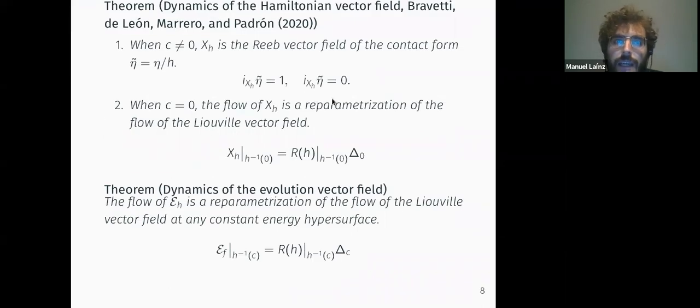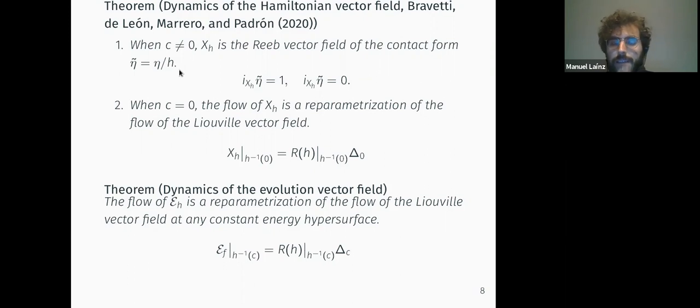This is a theorem by Alessandro Bravetti, Manuel de León, Juan Carlos Marrero, and Edith Padrón, which says that in a contact manifold, with the contact Hamiltonian vector field, you can divide the space into submanifolds. One is where the energy is not zero on that submanifold. And then the Hamiltonian vector field is just the Reeb vector field for this modified contact one form.